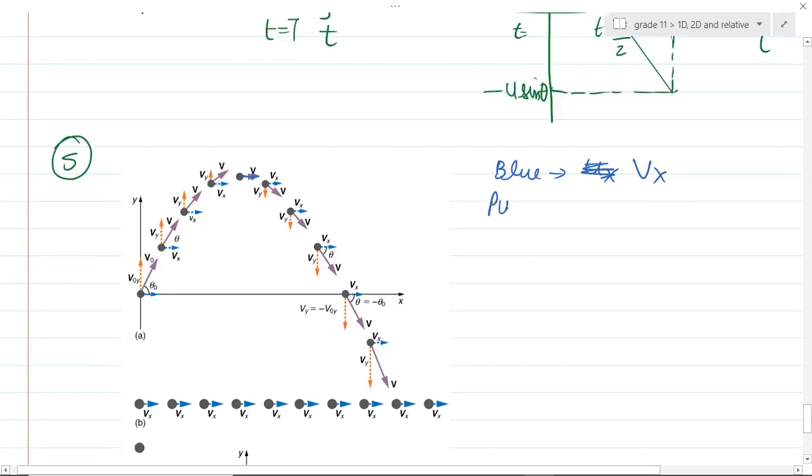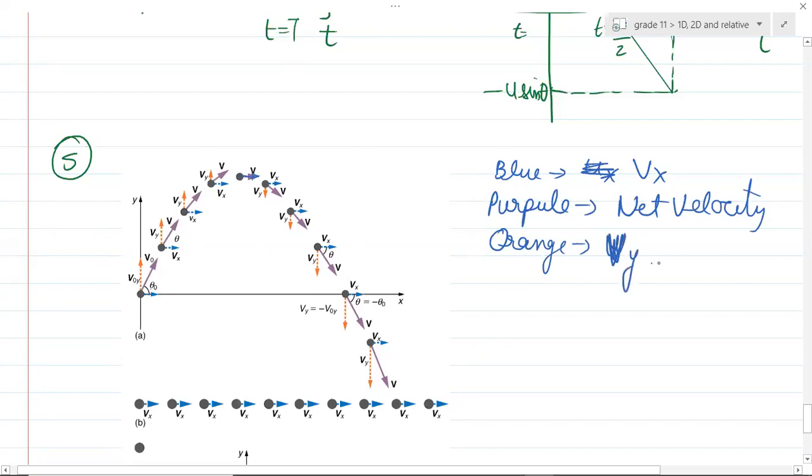The purple one is basically the net velocity. So I told you the net velocity will always be along the tangent. So if you draw a tangent at all these points, this velocity will be along that tangent. And the orange one is basically the y component of velocity. I have copied the diagram from net, but it doesn't mean the diagram is different. So can you see the diagram clearly now?